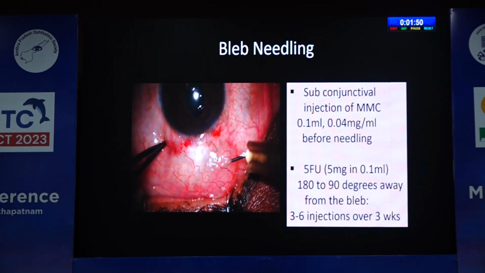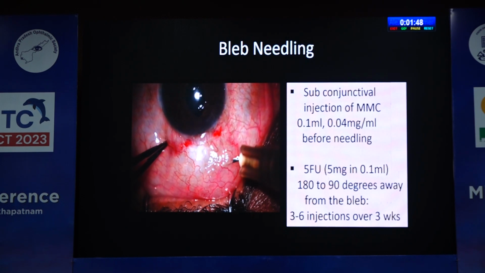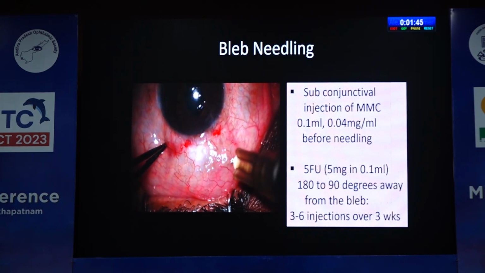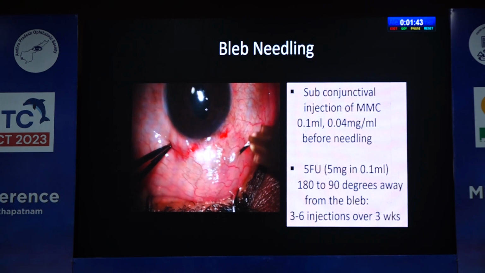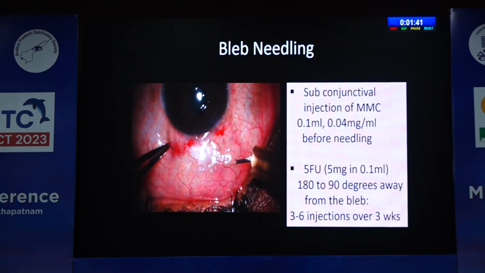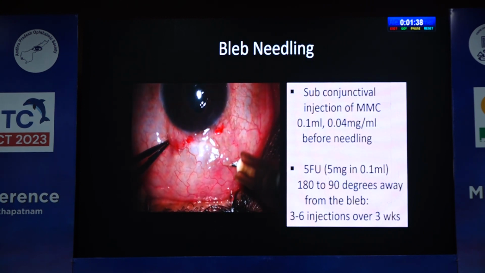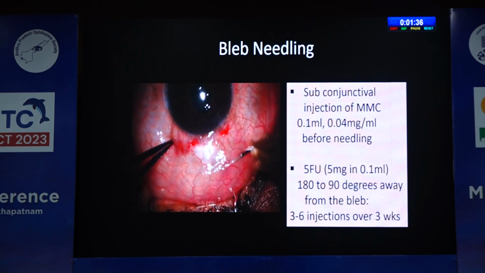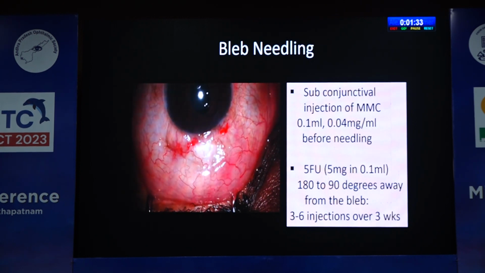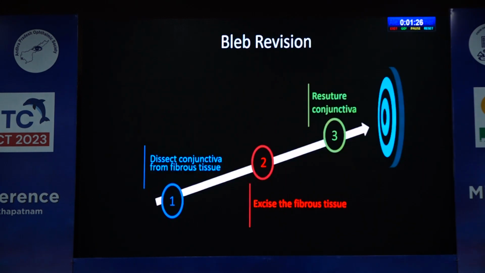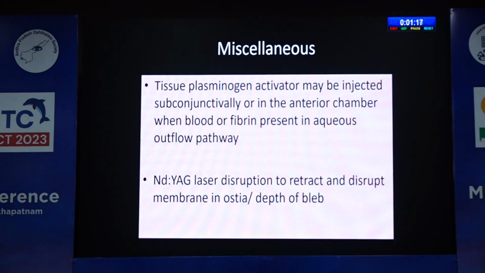Bleb needling is associated with subconjunctival injection of MMC or 5-FU. We go with a blunt needle, whatever one is comfortable with, 23 or 24 gauge. This is a blind procedure as such, we release that fibrosis, and if the needle goes through the ostia, then it is even better. We have to see whether the sclerostomy is patent or not. Sometimes this is done with an anterior chamber maintainer also to see the direction of fluid into the bleb. Bleb revision: if nothing works, then dissect the conjunctiva from the fibrous tissue, excise the fibrous tissue, resuture the conjunctiva, and plan for a second glaucoma surgery.